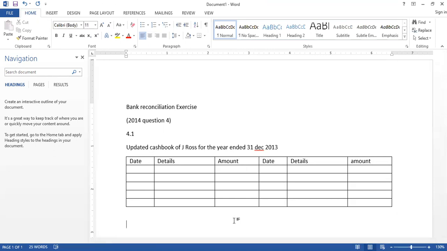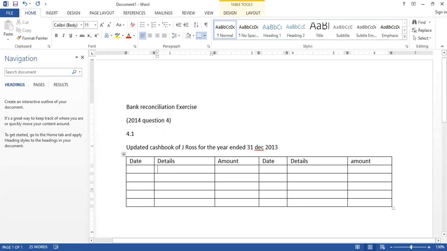Bringing down the balance, we say that the balance carried down is brought down at the opposite side. Meaning, if your balance carried down is on the credit side, then your balance brought down should be on the debit side. So you have a balance brought down of 1,831.